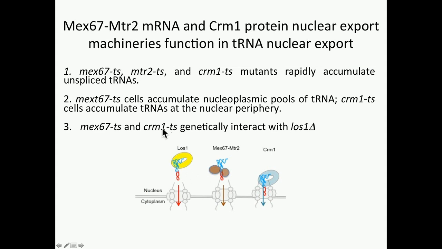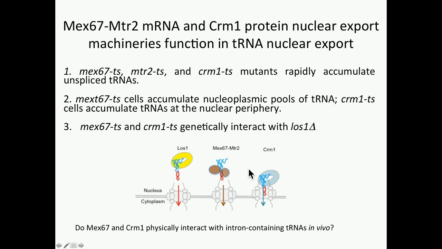So experiments like these have led us to conclude that MEX67 and MTR10, the messenger nuclear export systems, and CRM1, the protein nuclear export machinery, are also involved in tRNA nuclear export, shown both by the accumulation of the unspliced tRNAs, the nuclear accumulation of these tRNAs, and the genetic interactions with the known exporters, leading us to suggest that there may be 3 parallel pathways for tRNA nuclear export.